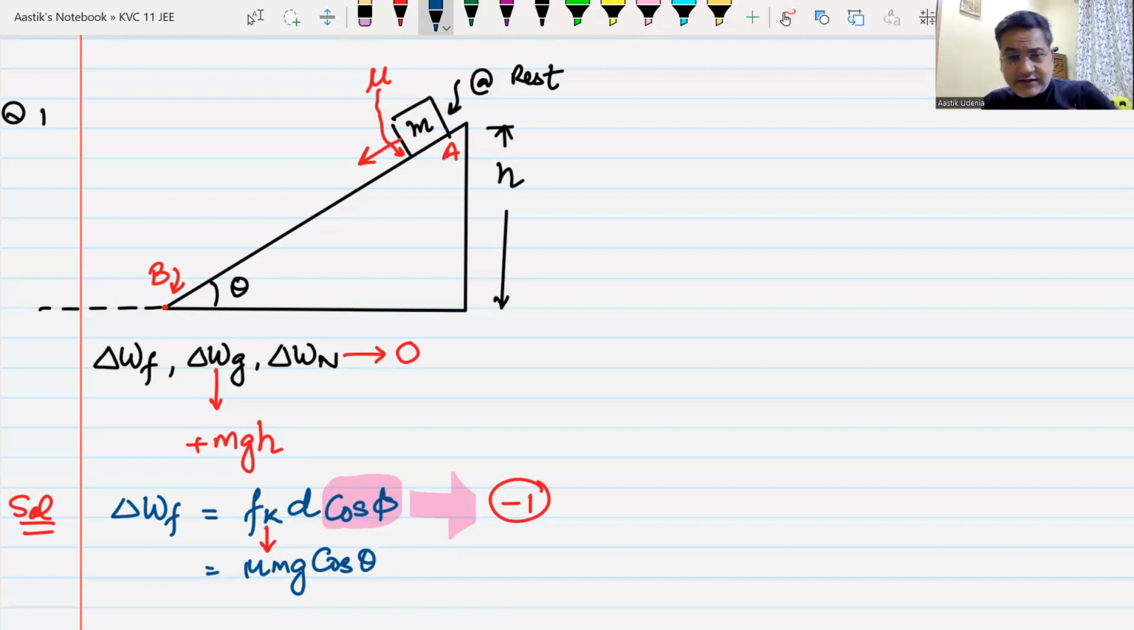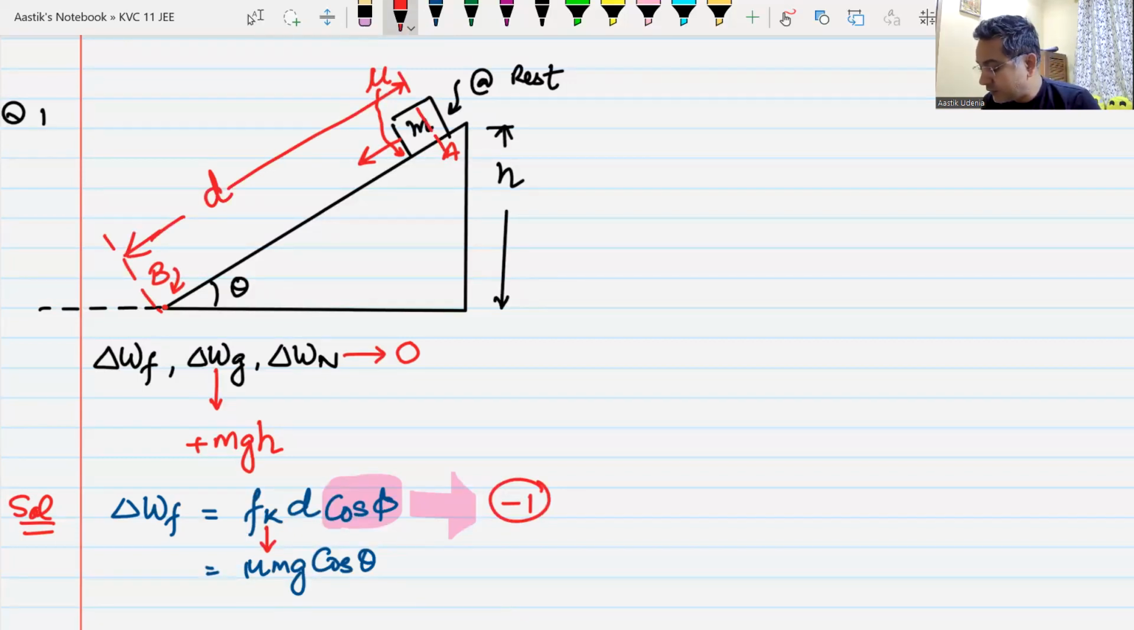How much is the distance that this body has moved? It has moved from this point A to this point B. This is the displacement or the distance. Yes. How much is this? This is given as h. This is given as theta. Can you tell me how much is d? Okay, no one knows it. Must be a very difficult question.